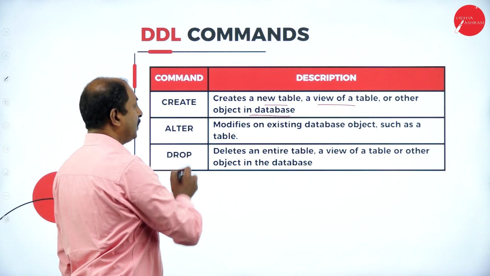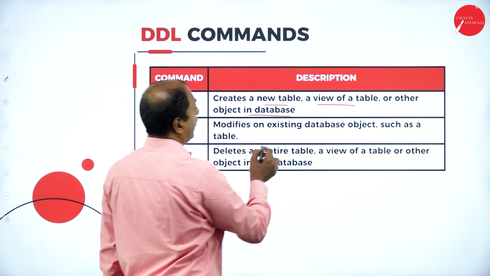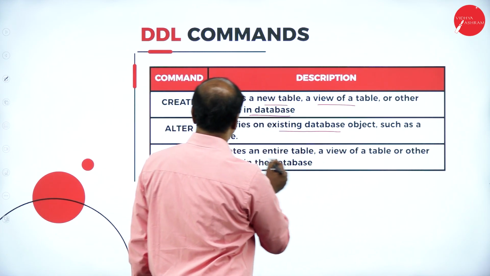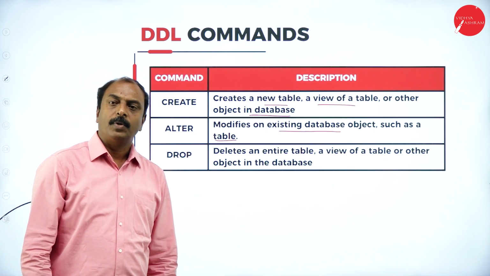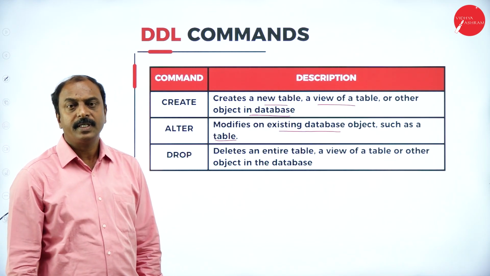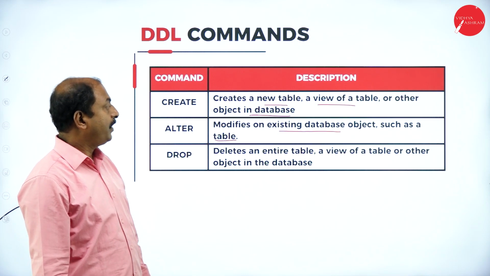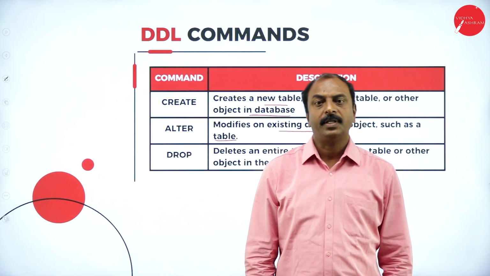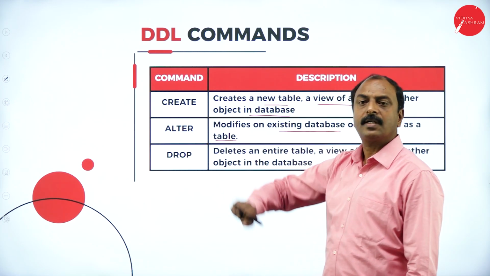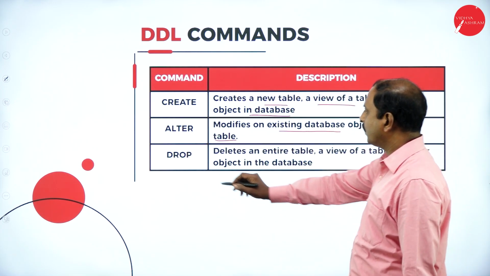Next, alter command. So it modifies an existing database object such as table. So alter command is used to modify the structure of the table. For example, if you would like to add one more new column into the table, then we can make use of alter command. Next one is drop command.